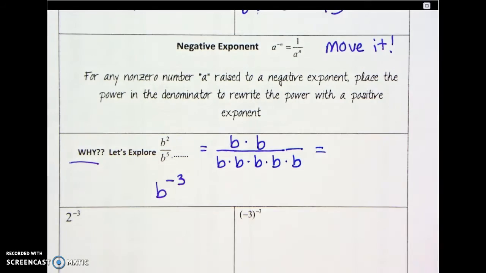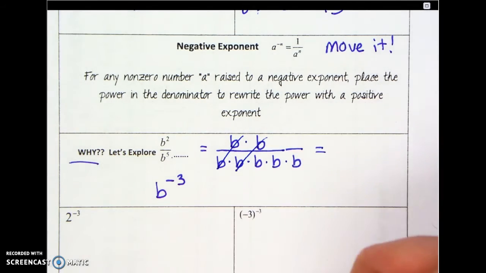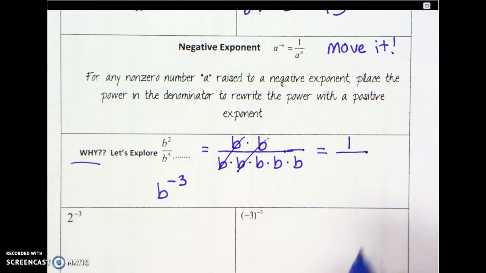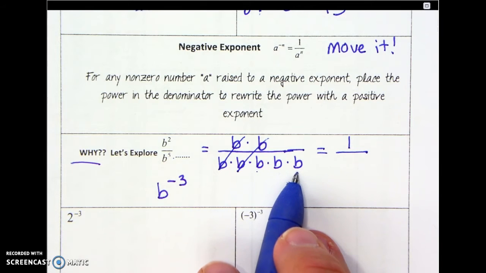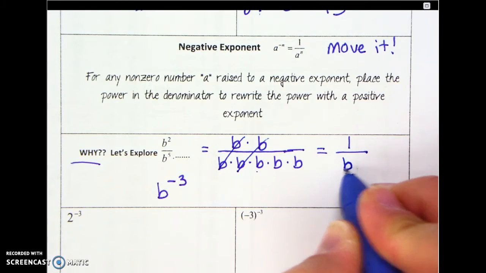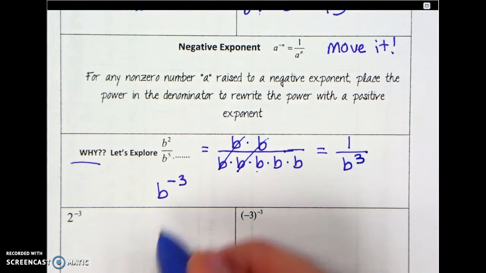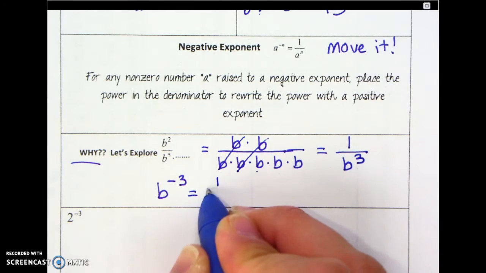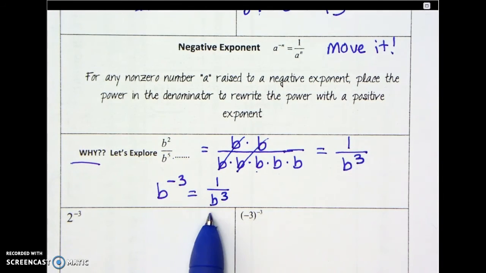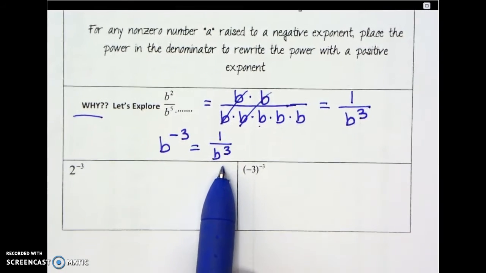Okay, what happens? B divided by b, b divided by b. We're left with a 1 on top over, now we have b times b times b, but where are these located? They're in the denominator. So 1 over b cubed. So b to the negative 3 is 1 over b cubed. Every time you see a negative, you move it, and then the negative goes away. Okay, that's what it means.